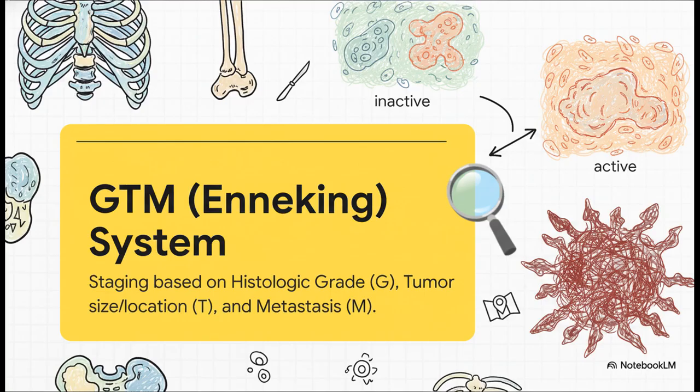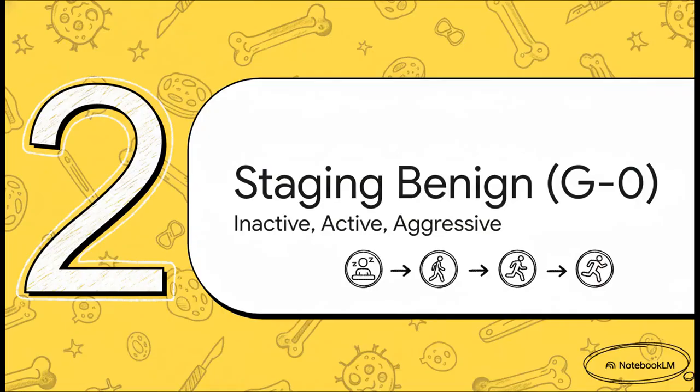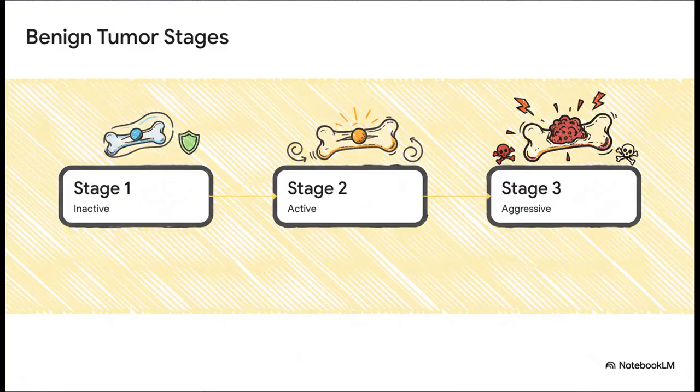For this discussion, we are zeroing in on just one category, G0, which means benign tumors. But here's the thing, not all benign lesions are created equal. Not by a long shot. The Enchondroma system is smart, and it breaks down these G0 tumors even further, based on how they're behaving. Is it just sitting there doing nothing? Is it growing? Or is it actually getting aggressive and destructive? Making this distinction is absolutely crucial. So we've got three stages to think about.